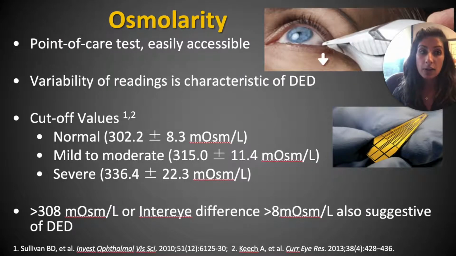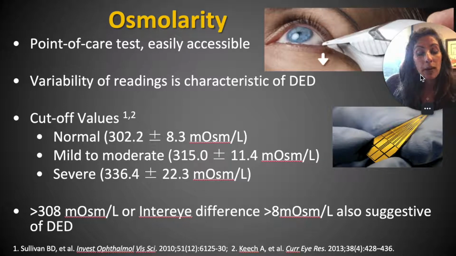So let's start with osmolarity. The osmolarity test is a point of care test. It's easily accessible, readily available, and characteristic of dry eye patients is that they will have variability in their reading. So if you tested a dry eye patient 5 times in a day, they'd have a wide swing in numbers, whereas someone without dry eye would have a narrow range.